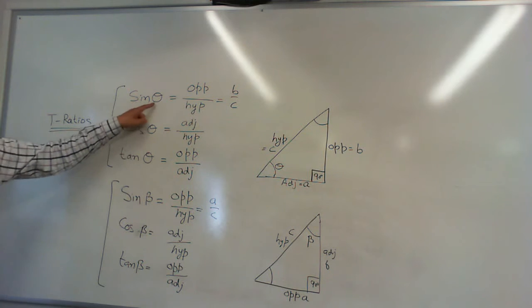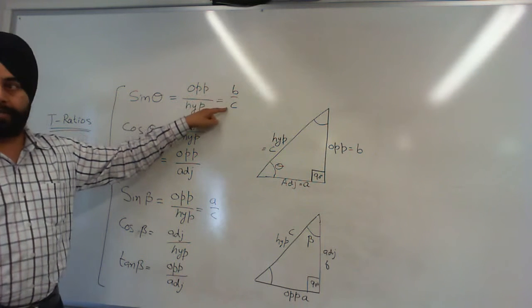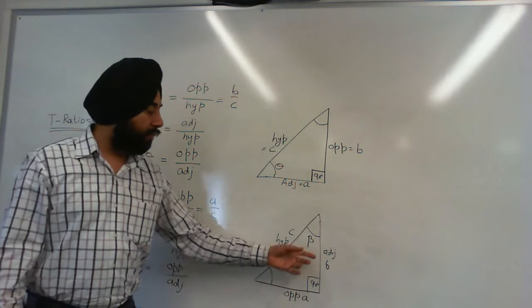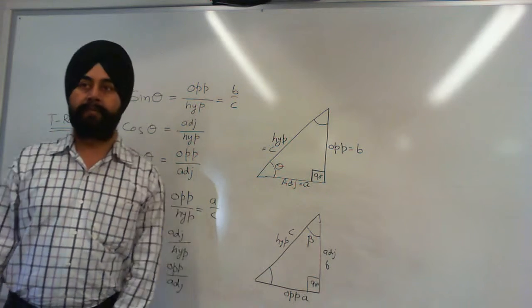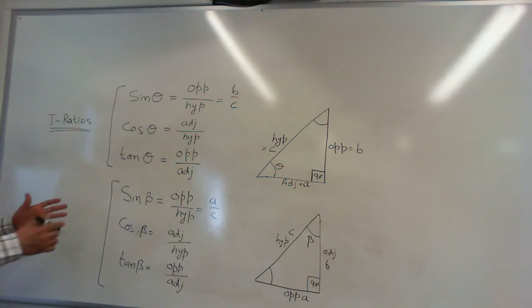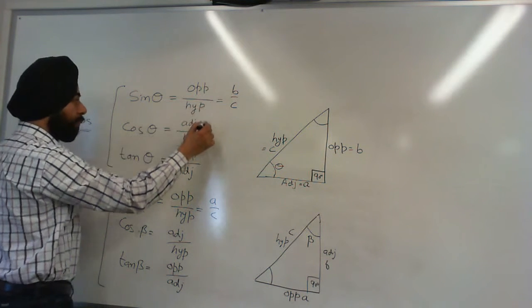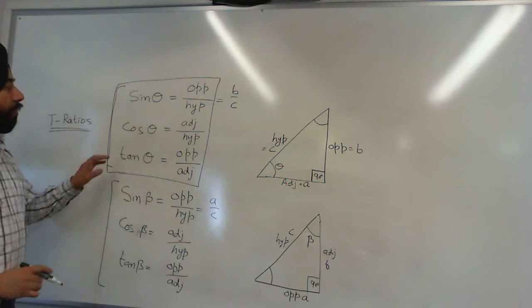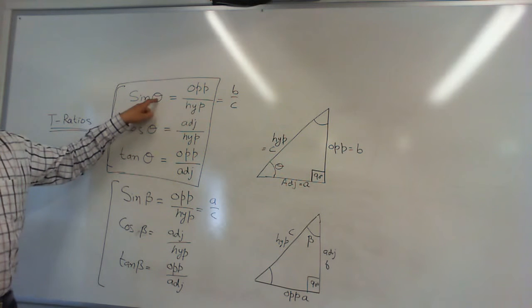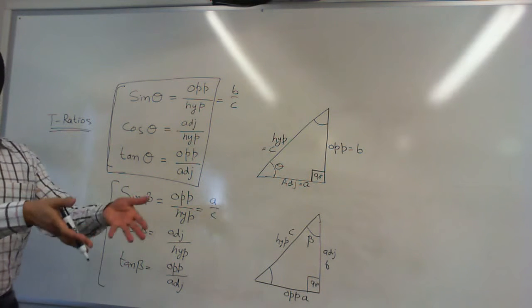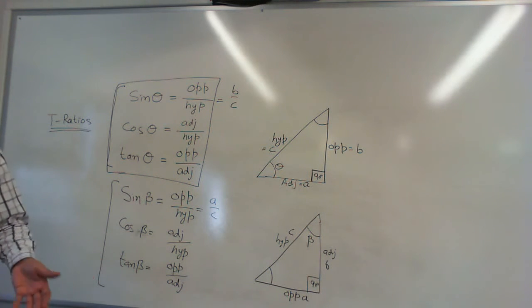Right? For sine theta, the ratio came out to be b over c. But for sine beta, it came out to be a over c. The reason is our adjacent and opposite switched, because we changed the angle from this to that. So how do you solve the problems? You just remember these three formulas. And then you put yourself at that angle, the angle that you are talking about, and see which side is in front of you. That becomes the opposite. The other side is adjacent. And then you put in the values.